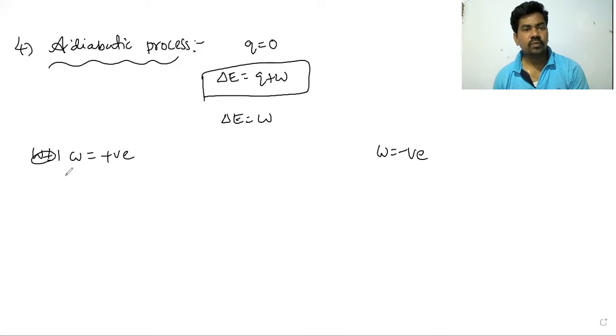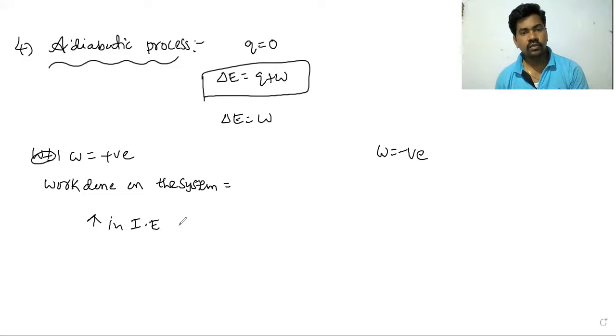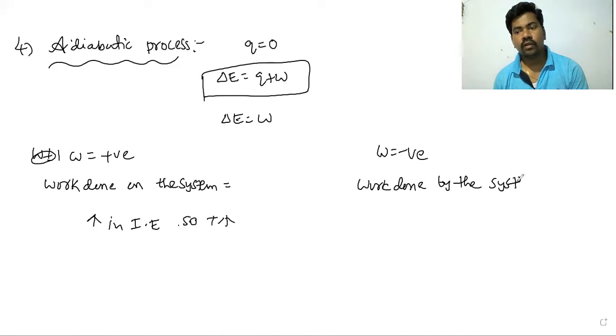Here W may be positive or W may be negative. So if W is positive, work done on the system causes an increase in internal energy, so temperature increases. Here, work done by the system causes a decrease in internal energy, hence temperature decreases.